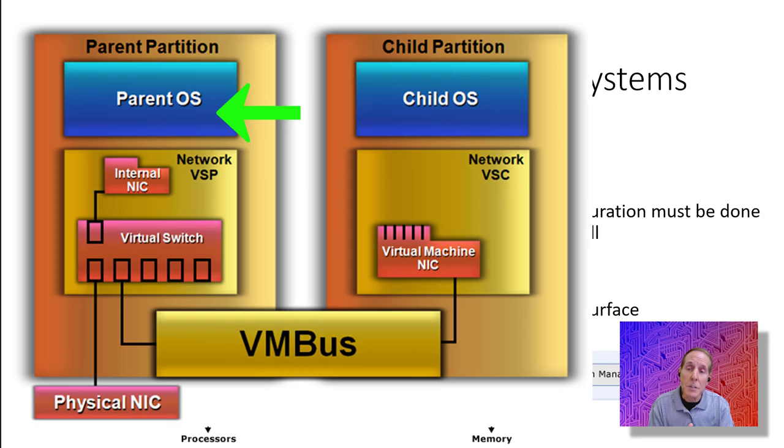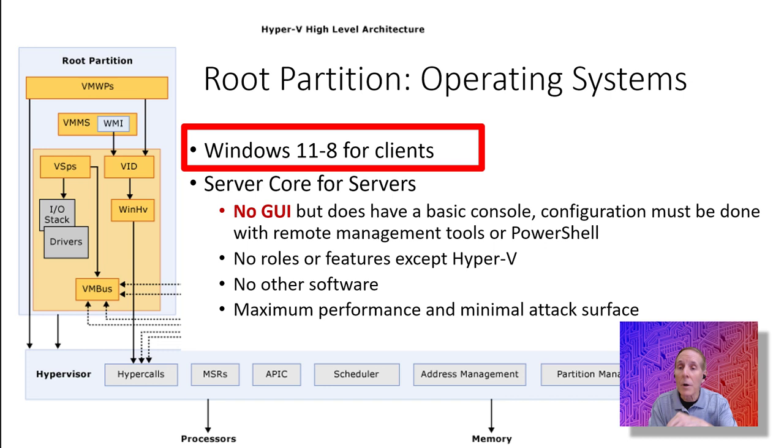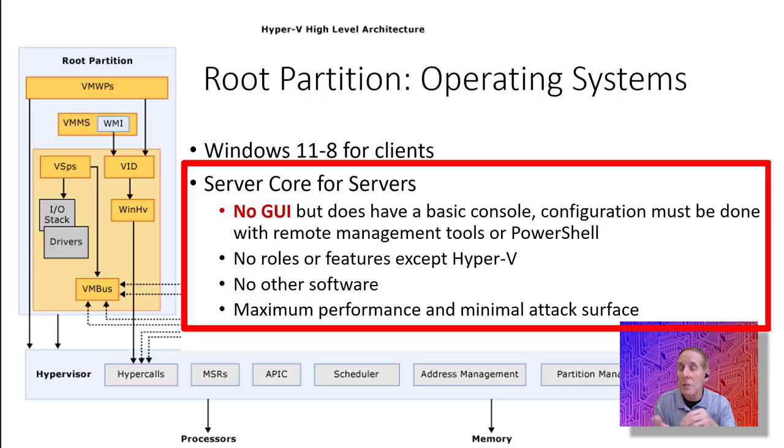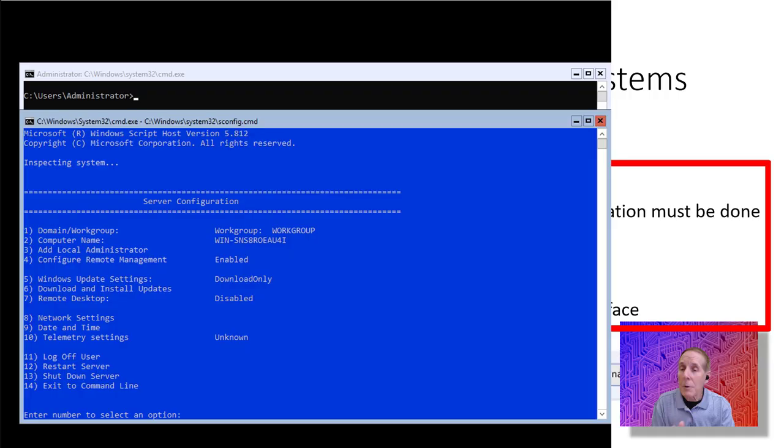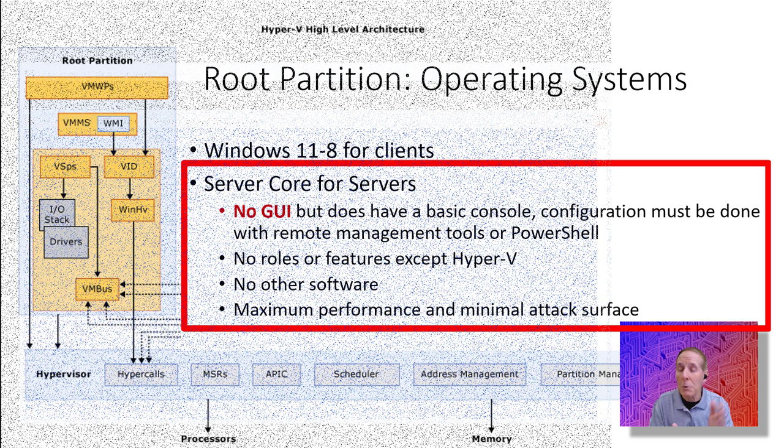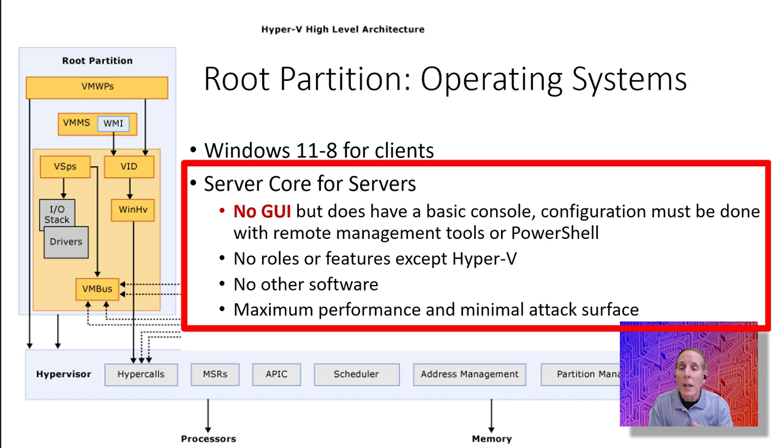Now remember, in the root partition, you have to have an operating system. So if you're running Hyper-V on a client, you have to have either Windows 8, 8.1, 10, or 11 in the root partition. On servers, whatever version of server you have in the root partition, they want you to use server core when possible. Remember, server core has no GUI, but it does have a basic console. Configuration must be done with remote management tools or PowerShell. It is best in a server Hyper-V environment not to add any roles or features except Hyper-V. No other software, to get maximum performance and minimal attack surface.